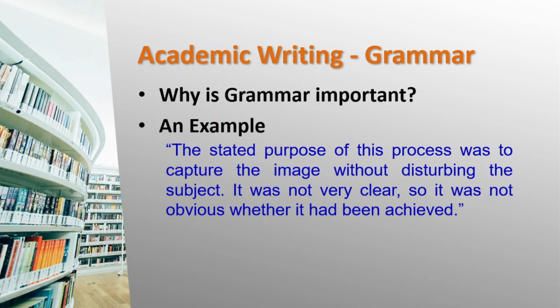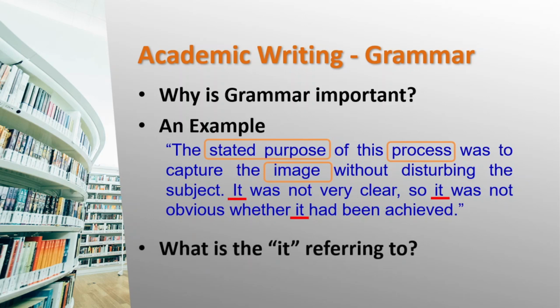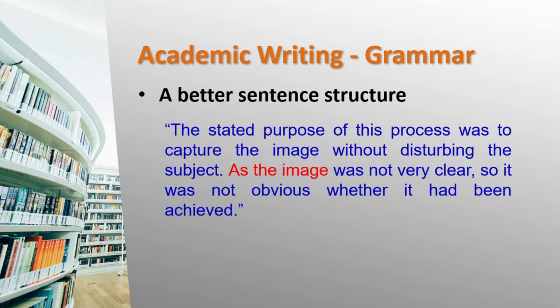Now, in this statement, there is a little problem. The problem is that we have used "it," which is a pronoun, but we do not know what the "it" actually refers to. We do not know whether it refers to the stated purpose in the first sentence, or the process mentioned in the first sentence, or the image in the first sentence. So this is an example of what we call an ambiguous pronoun, and we do not know what the "it" actually refers to.